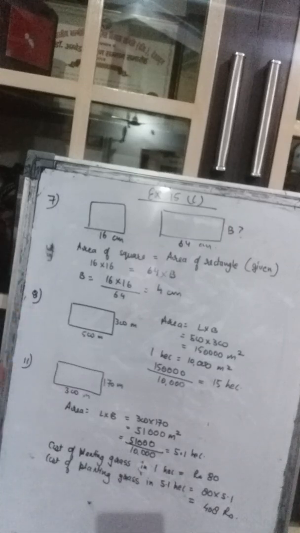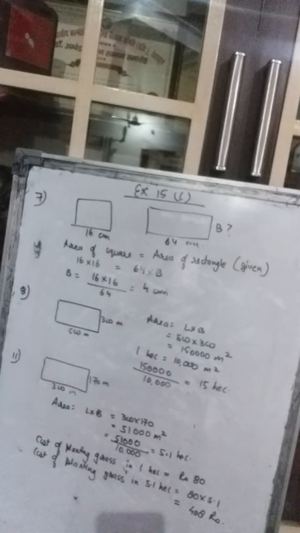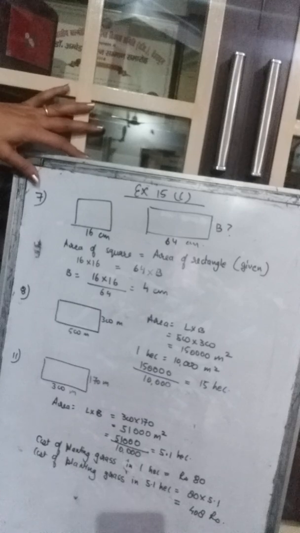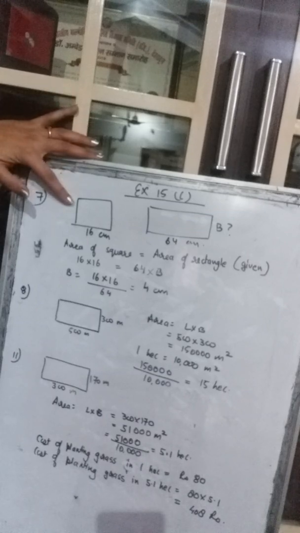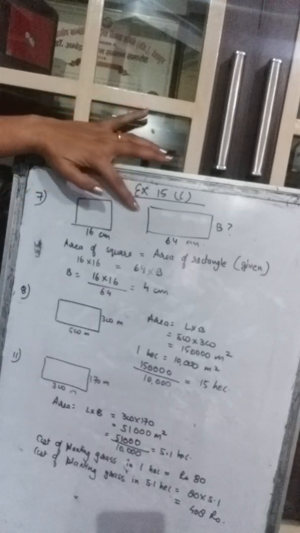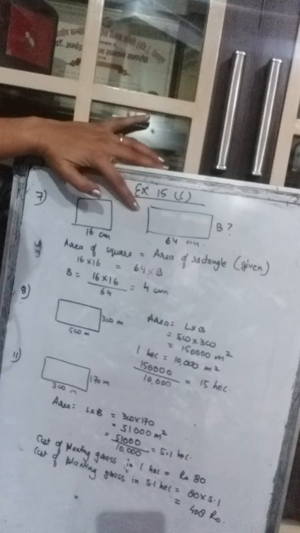Good morning, girls. We are in continuation of our exercise 15C and we have come to the 7th question. Now, the 7th question says that the area of a square of side 16 centimeter is the same as that of a rectangle of length 64 centimeter. We have to find out the breadth of the rectangle.